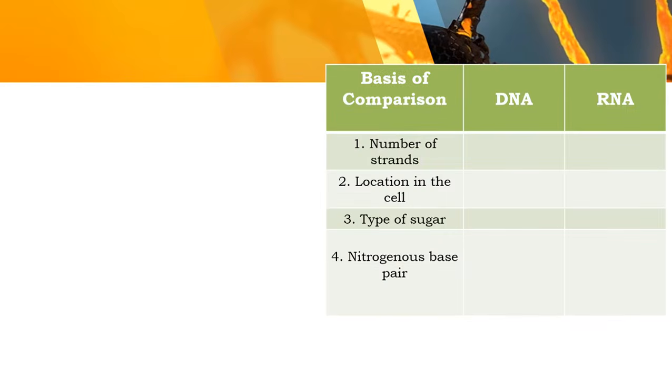Learners, join me in completing the table. We have here the basis of comparison and then the column for the DNA and RNA. Let us start. Number 1. Number of strands. For DNA, we have 2, while 1 for RNA. Correct. Number 2, location in the cell.